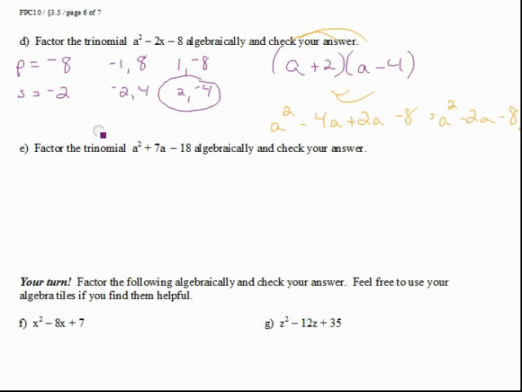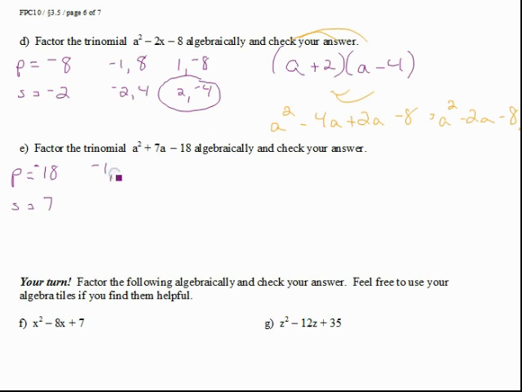Okay, factor this one. A squared plus 7a minus 18. Product is -18, sorry. Sum is 7. Now, just a couple of tips. If the product is positive, your two factors are going to be either both negative or both positive. If your product is negative, one is going to be positive and one is going to be negative. That's always true.